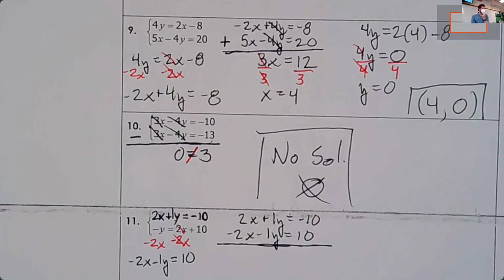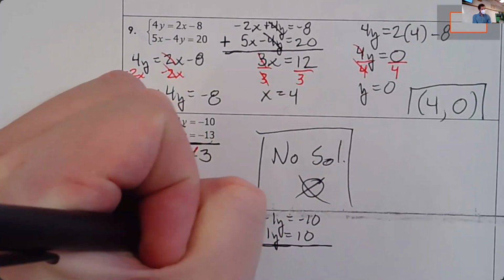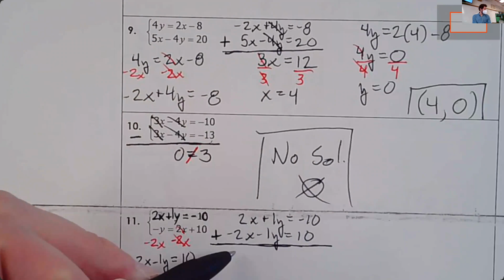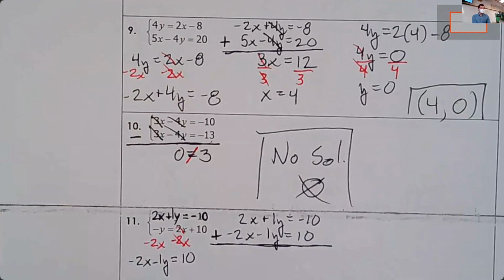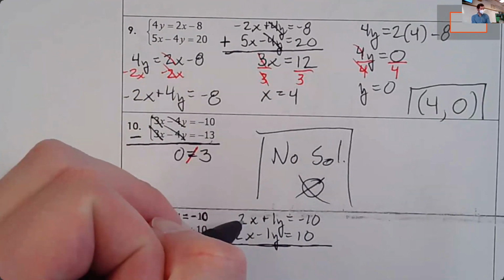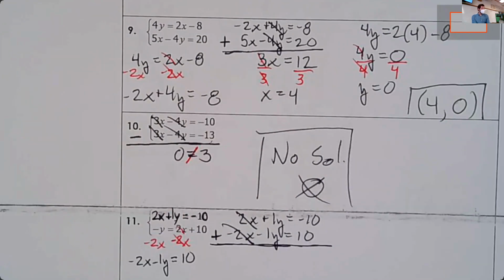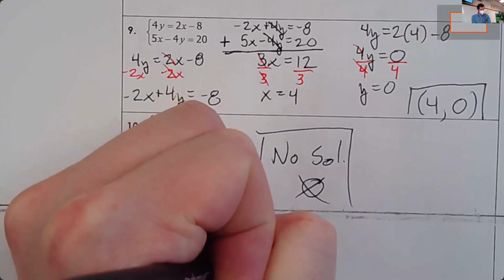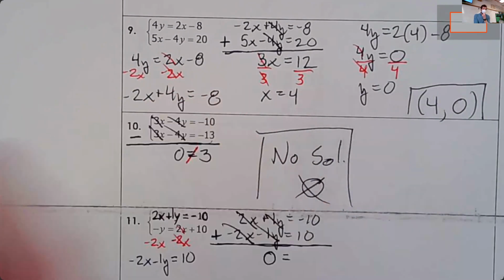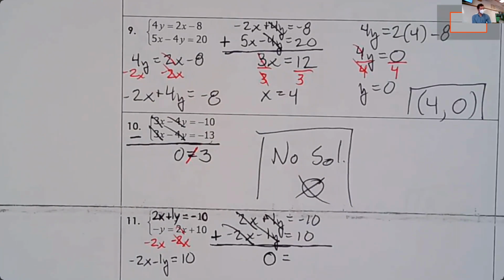And should we add or subtract on this one? Yeah, we should add on this one because positive 2 and negative 2 will eliminate when you add them together. Opposites eliminate when you add them. So 2x, negative 2x, those cancel. 1y plus negative 1y, those cancel as well. So again, we have 0 on the left, our variables canceled out. On the right-hand side though, negative 10 plus 10, what does that equal? 0. Negative 10 plus 10 equals 0.